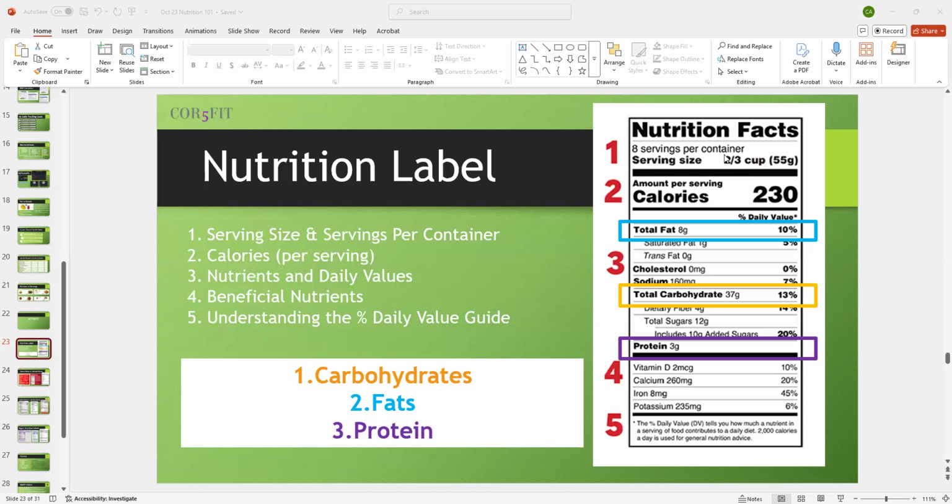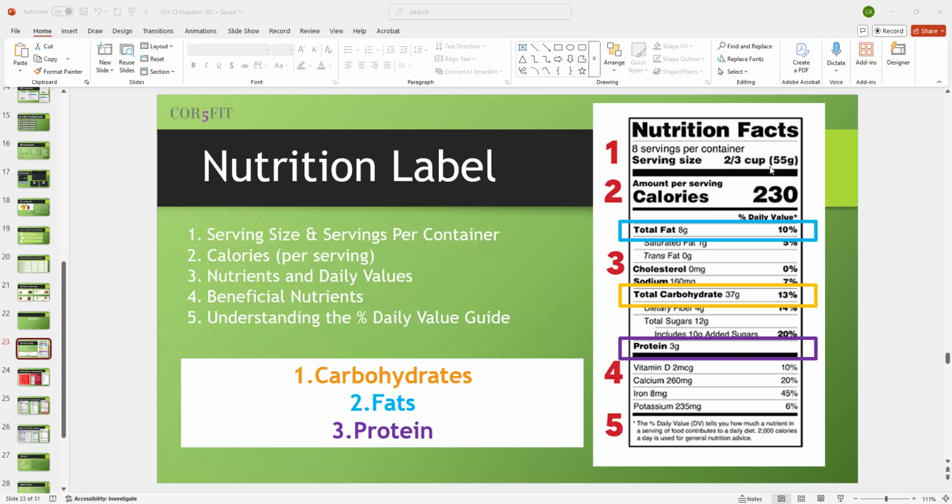In this case, you're looking at 2/3 a cup or 55 grams. In day 11, we talked about portions and servings and how to weigh and measure different aspects in order to get a good serving size. So if you haven't watched that, go to day 11 and watch that. But in this case, we're going to talk about this serving of 55 grams or 2/3 a cup. In this container, there's 8 servings per container.